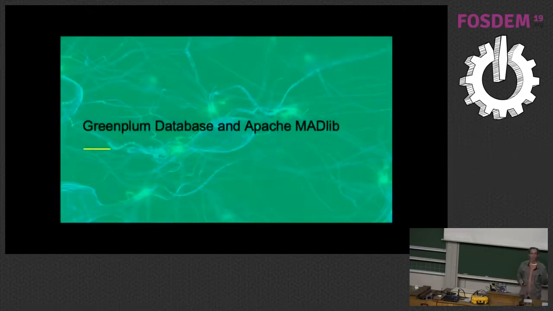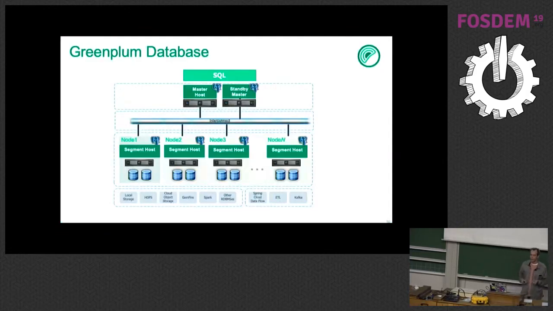There's a particular parallel database that I work on. It's an open source project called Greenplum Database, and it looks like this. A parallel database like Greenplum, and there are many of them out there, is characterized by a shared nothing architecture. It's SQL-based. You have SQL that comes into the master node, and that SQL workload gets distributed to the worker nodes.